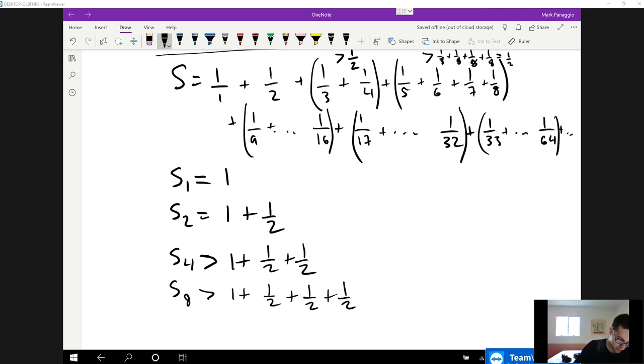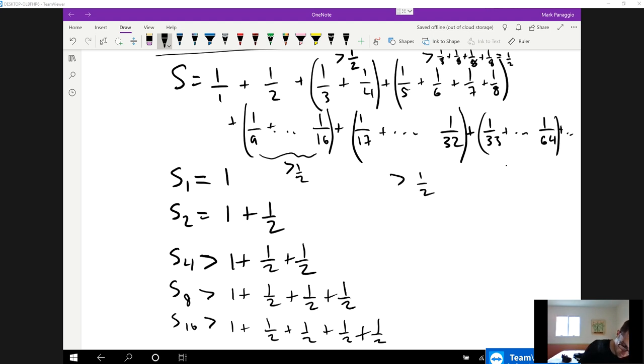Notice, if I think about not the next 4 terms, but the next 8 terms, so now we're at S16, that's going to be greater than 1 plus a half plus a half plus a half plus another half. And then if I look at the next 16 terms, I'll get over another half, and then another half after the next 32 terms. And the point is, I'm basically adding up a half over and over again. And if you keep adding up a half plus a half plus a half plus a half, what happens to the sum? Well, it grows.